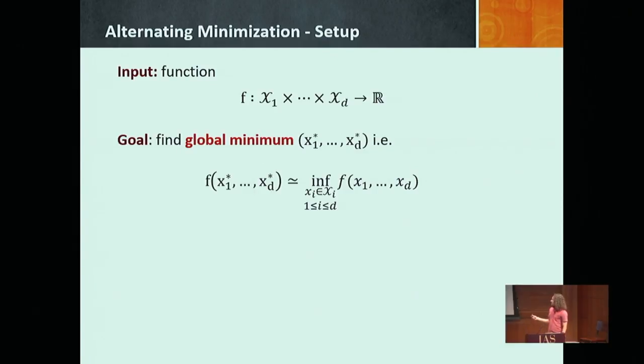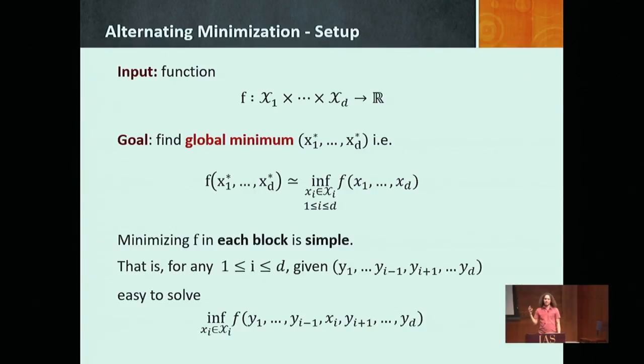And what is the catch here? Usually, minimizing f in each block is very simple. Right? So Avi gave the example of finding the minimum distance between 2 convex sets. Right? You can think of the 2 convex sets as X1 and X2, and you want to find the minimum distance. So, and what does that mean? That means that if I fix any d-1 of these coordinates, right, and I just optimize over one of them, it's very simple. It's easy. We know how to solve, and we want to find a global minimum.